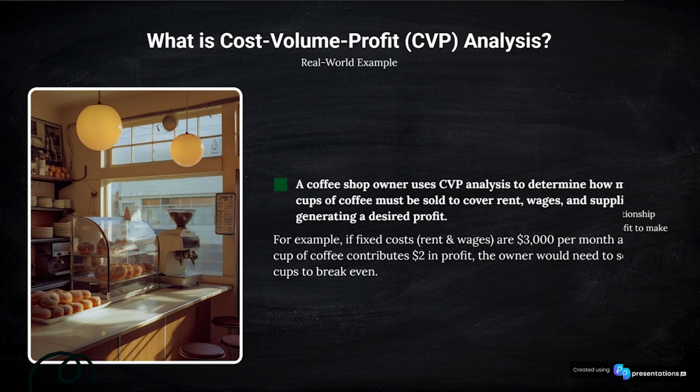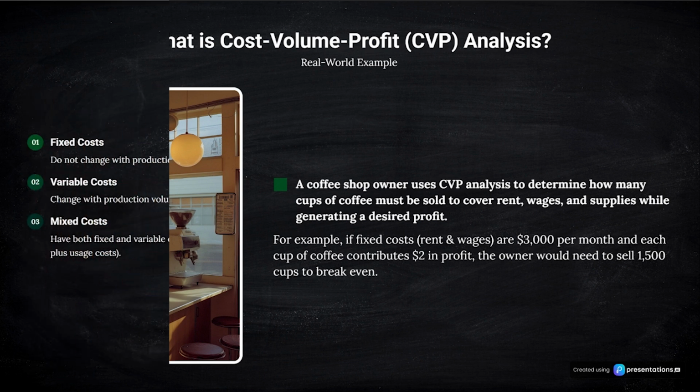Let's consider a real-world example. Imagine a coffee shop owner wants to understand how many cups of coffee they need to sell each month to cover their fixed costs, such as rent and wages, and still generate a profit. If fixed costs are $3,000 per month and the contribution margin per cup is $2, they would need to sell 1,500 cups to break even. This type of analysis helps managers make informed decisions about pricing, marketing, and production.